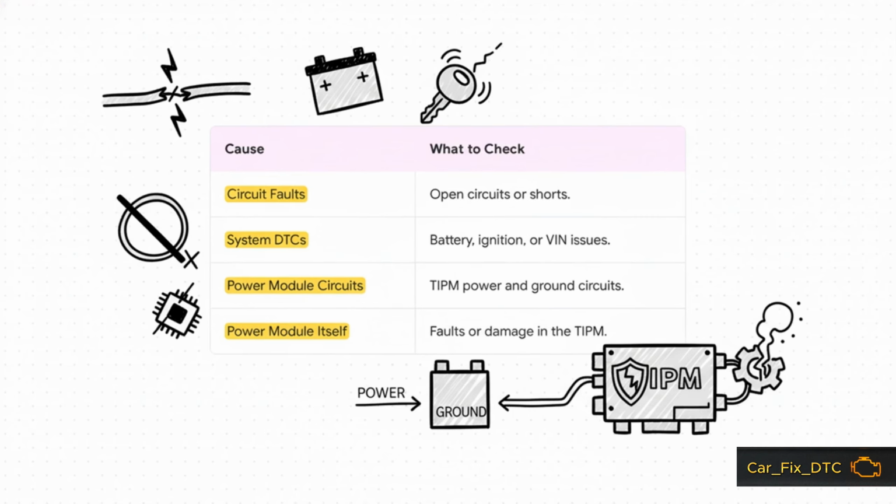Technicians are going to focus on four main areas. First, you've got simple circuit faults, things like a break or a short in the wiring somewhere. Second, other system codes could actually be the root cause, because stuff like low battery voltage can totally disrupt communication. Third, the problem could be the power circuits that lead to the main module. And finally, the module itself, the totally integrated power module, or TIPM, could just be faulty.